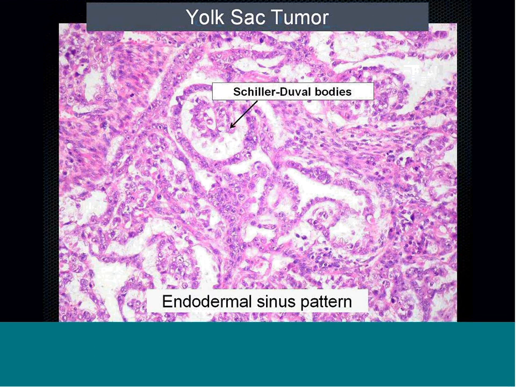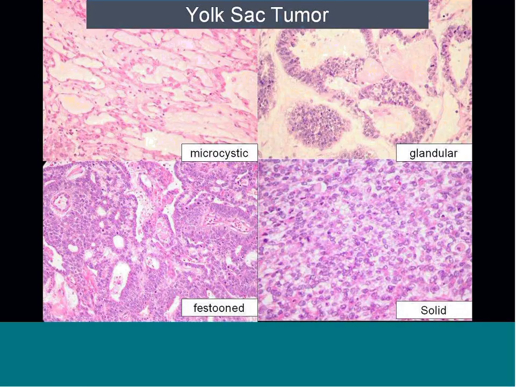The most classic type of Yolk Sac is the endodermal sinus pattern, which has Schiller-Duval bodies, the hallmark histology for the endodermal sinus pattern of Yolk Sac tumor. But this is a tumor with a wide spectrum of morphology. More than 12 patterns are described.